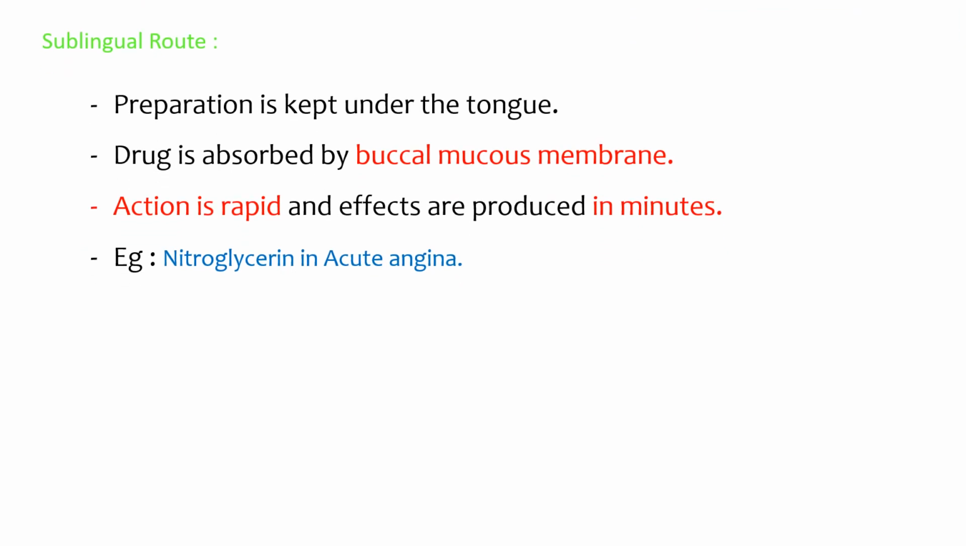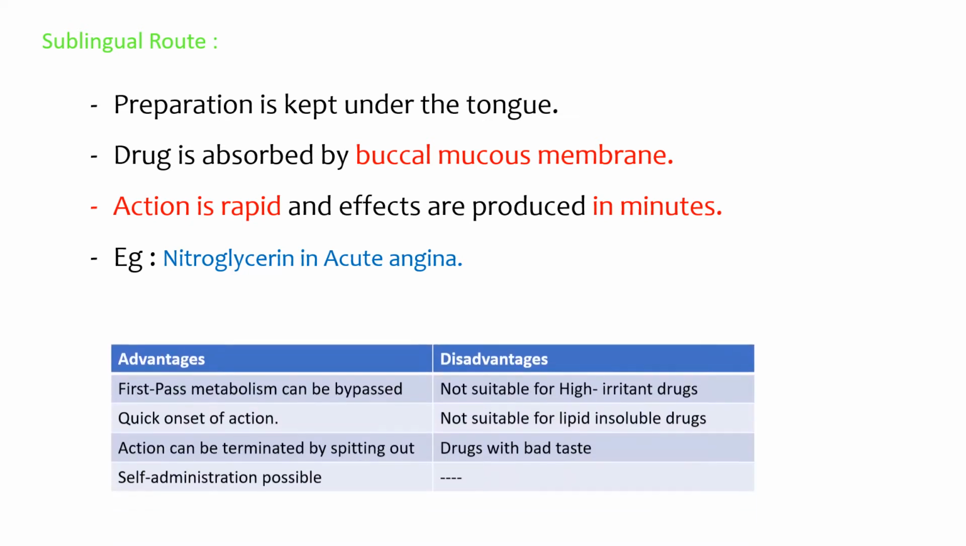And the sublingual route. This route comes in handy during angina. When a patient is experiencing acute angina, this is the most reliable technique. The preparation, the drug, is kept under the tongue and the drug is absorbed by the buccal mucous membrane. The action is very rapid and effects are produced in minutes. Like nitroglycerin is given in acute angina and myocardial infarction too.